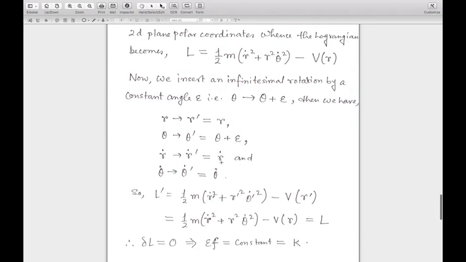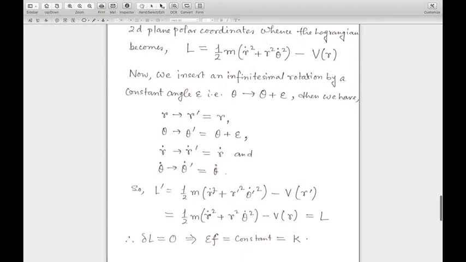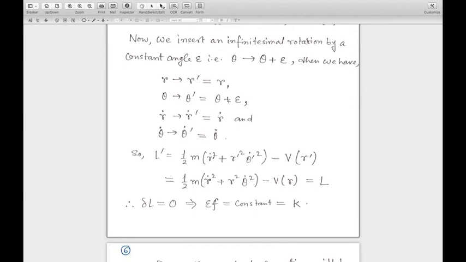R dot will not change, so r prime dot will simply be equal to r dot as well, and the same thing holds for theta dot. So the dots are not changing because epsilon is a constant amount.